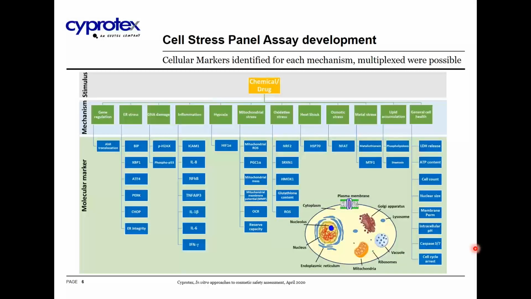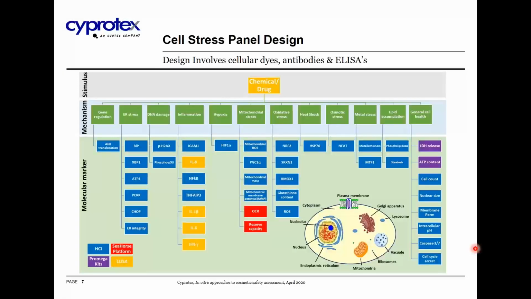In addition to that, we also have used the Seahorse platform, which measures mitochondrial effects and cellular mitochondrial bioactivity. And we can determine things like OCR and reserve capacity, as well as ECAR, to determine mitochondrial effects and the health of the mitochondria. In addition to that, just as we did with the 3D model, we can use Promega kits to determine ATP and LDH release.